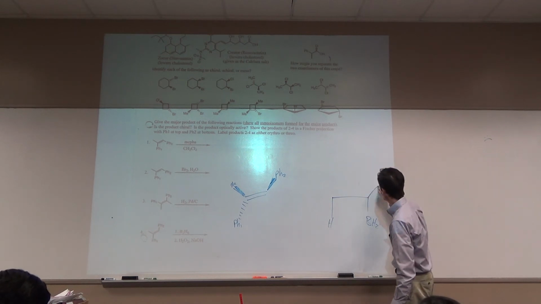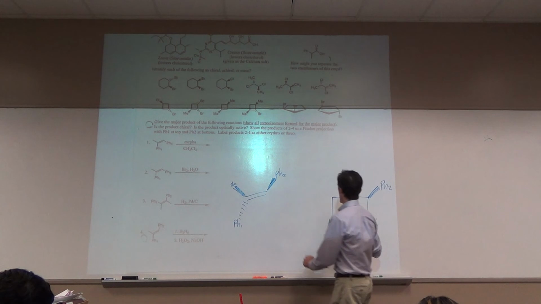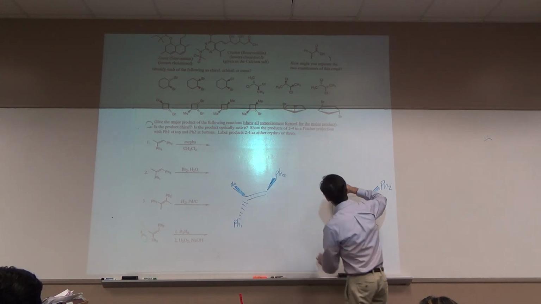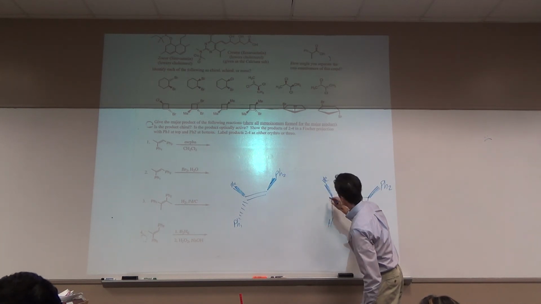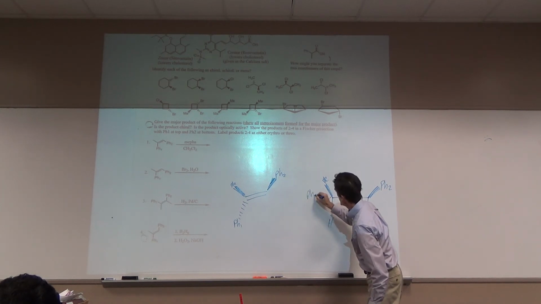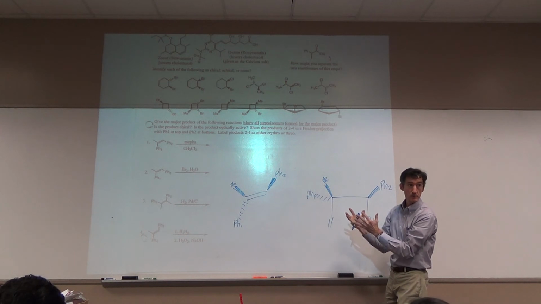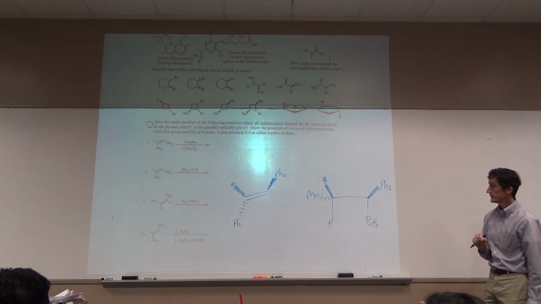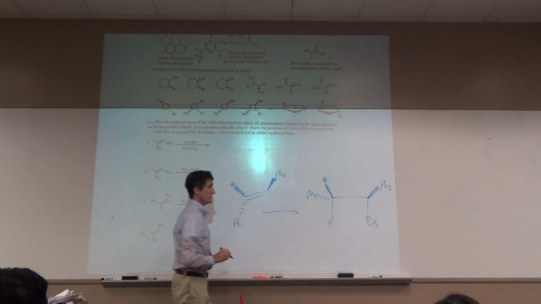Everything's set. This carbon's going to have a phenyl 2. This carbon's going to have a bolded methyl and a dashed phenyl, phenyl 1. Now this sort of moves up a little bit as it becomes tetrahedral to make room for the new thing. But there's your product. Okay?